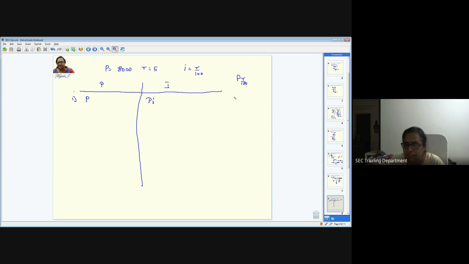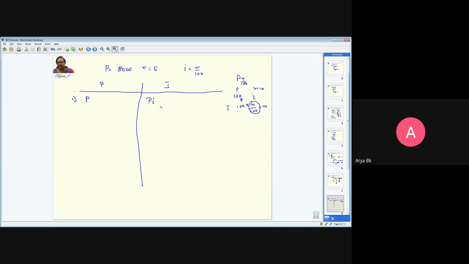See, given an example, suppose I say 100 is a principal and then interest rate R is equal to 10. Then what is the interest you get here? 100 into 10 by 100. 10 will be the interest. And this is nothing but I'm writing it as I. Clear? Okay. So this is a principal. Is it clear now? Yes, ma'am. This is the thing.